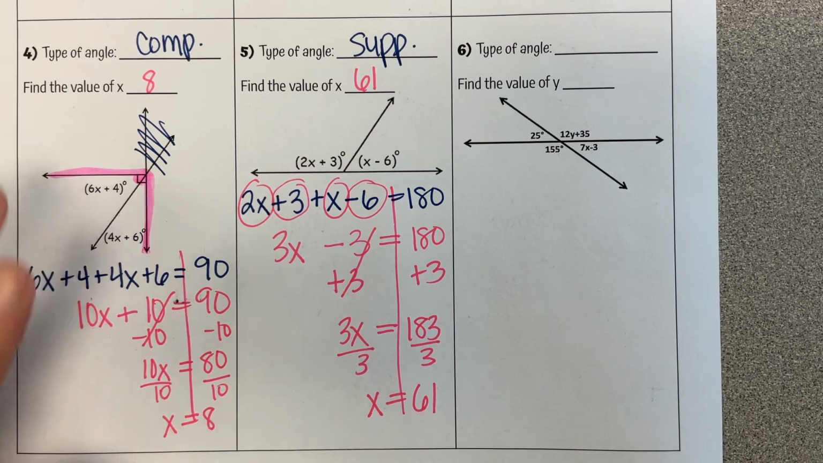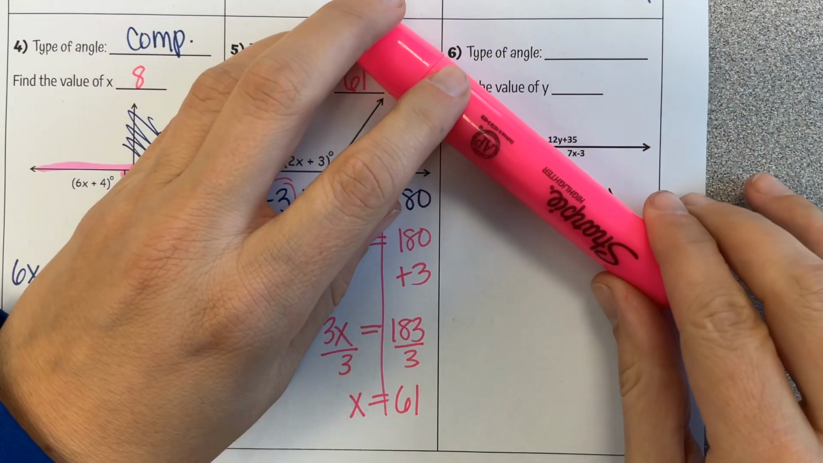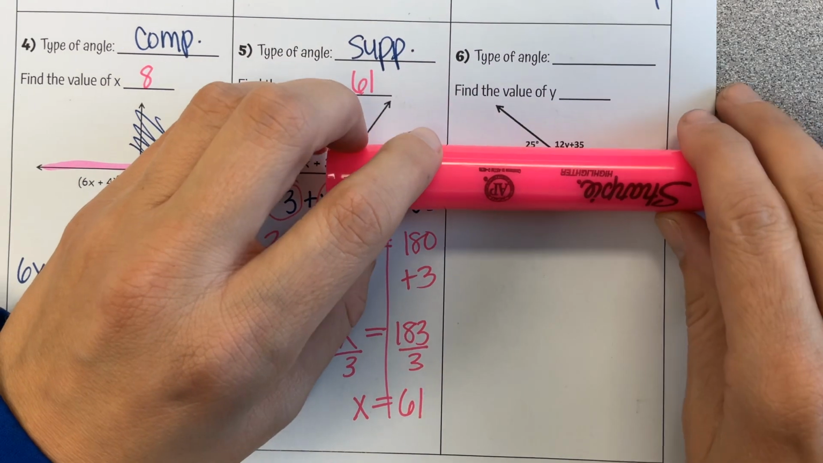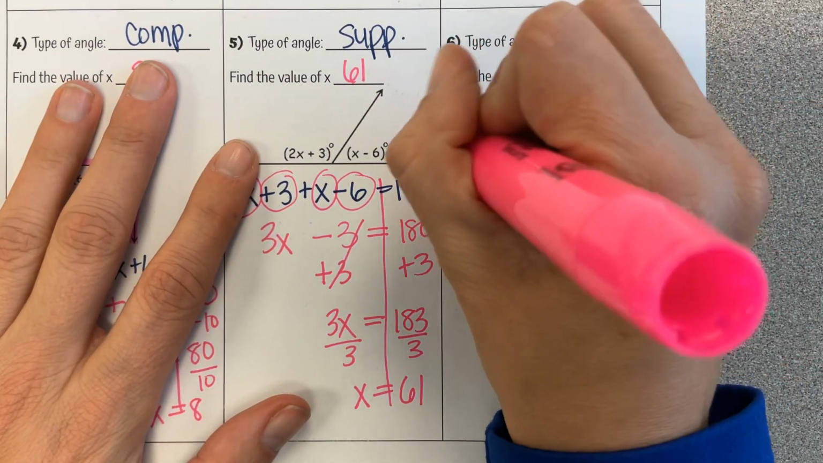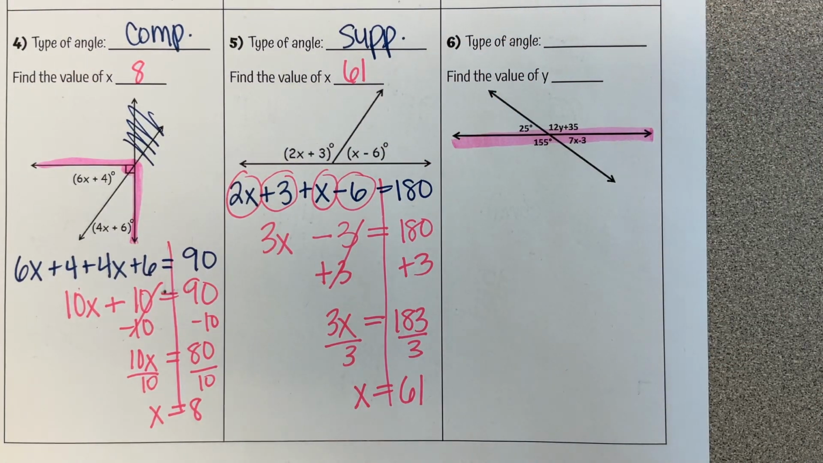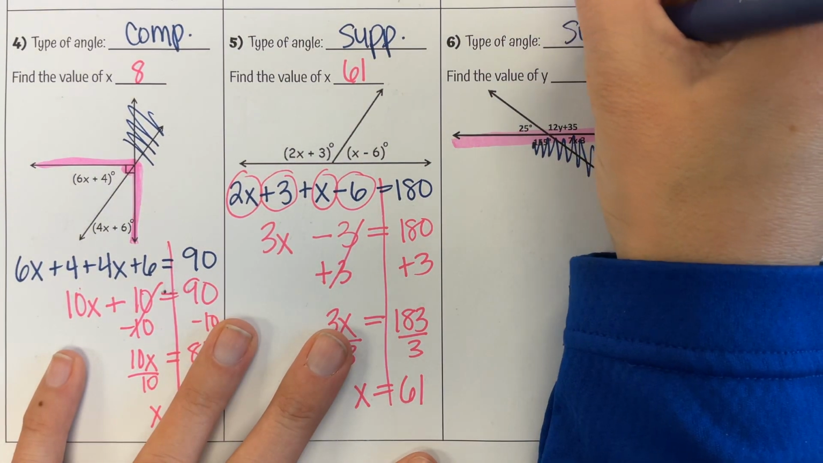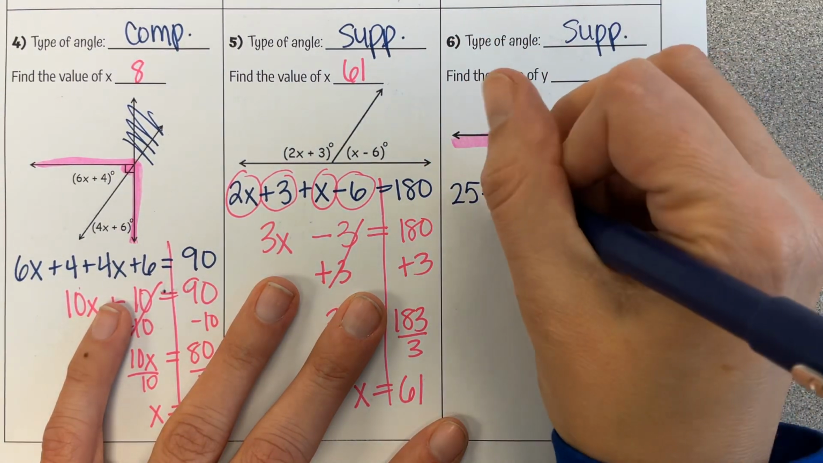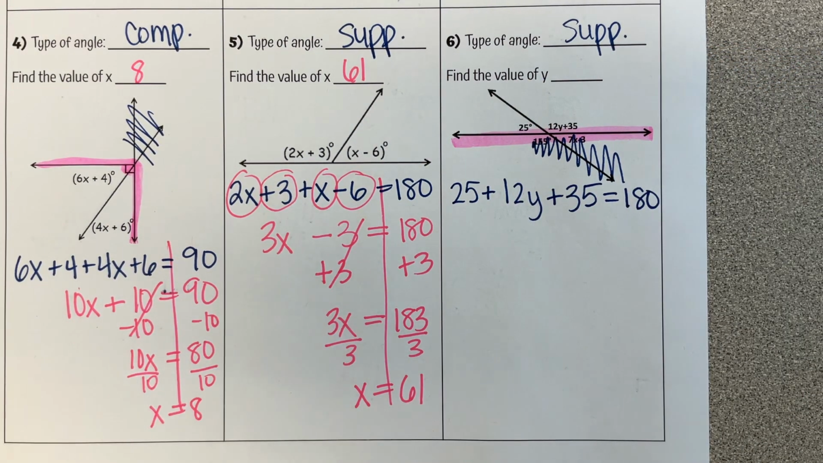All right, last one, type of angle. We are just looking for the value of y, so there's some extra information here. So if I were to cut it off this way, we'd have a y and an x, and we don't know yet how to solve equations with two variables. So instead, if I cut it off this way, I have just another number. We can use that. So I'm going to use this straight line here, and this is all extra information. So I'm going to use the supplementary angle. So 25 plus our other angle of 12y plus 35 is equal to 180.